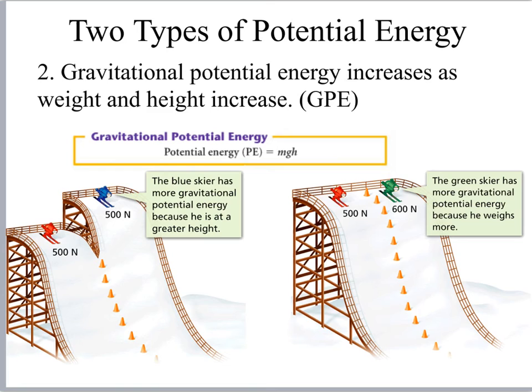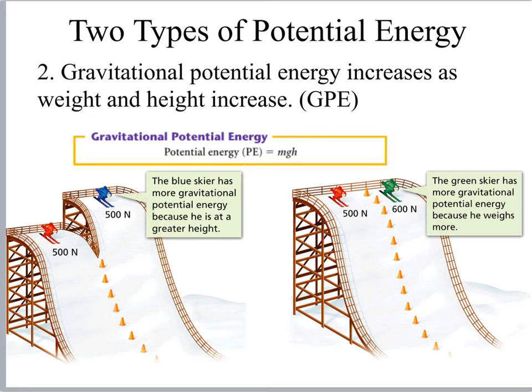The second type of potential energy, which we're going to do some calculations with, is the gravitational potential energy. We call this GPE for short. This gravitational potential energy is pretty easy to calculate. You have the potential energy, PE, is equal to mass times G, in this case gravity, times height.